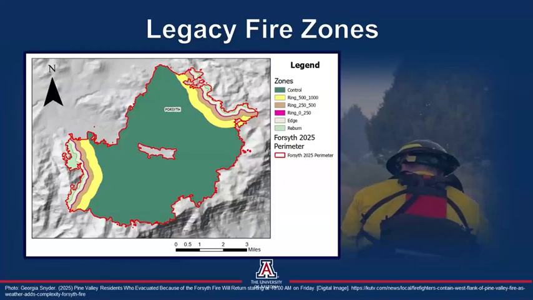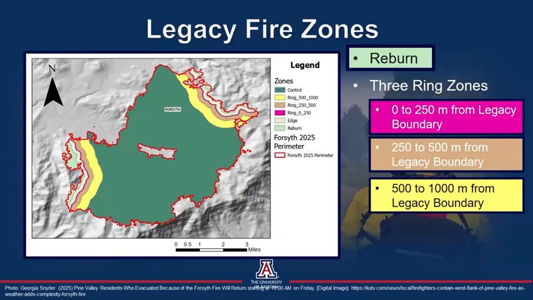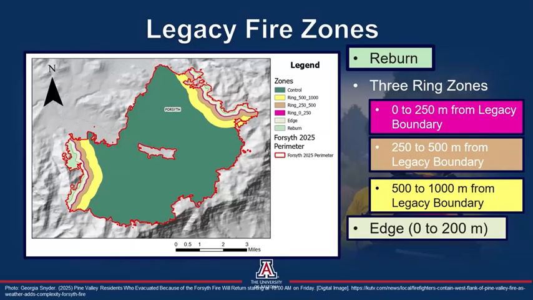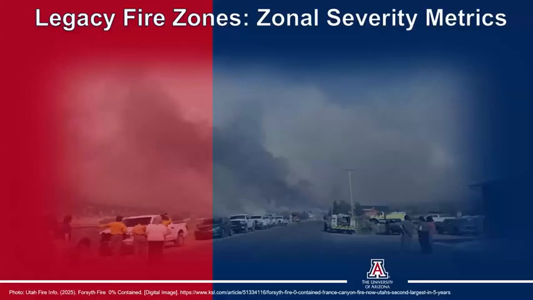I divided the Forsyth landscape into 4 legacy fire influence zones to evaluate how past burns affected severity. These zones follow established distances used in prior fire effects research and provide a consistent way to compare fuel conditions across the fire area. The reburn zone: areas that burned in both legacy fires and the Forsyth fire. Ring zones: interior portions of the legacy scars with 6 to 9 years of regrowth. The edge zone: transitional fuels along the legacy boundaries where edge effects are more intense. And the control zone: mature, undisturbed forest outside legacy influence, used as a severity baseline.